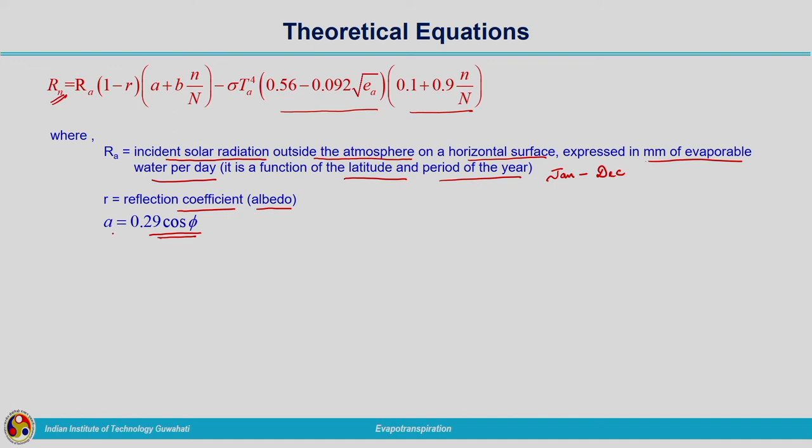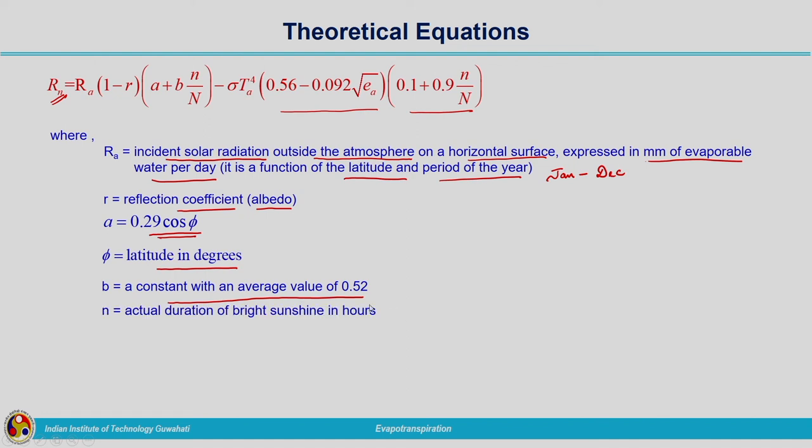So, A is given by the function 0.29 cos phi. Phi is the latitude in degrees. So, for a particular location where you want to calculate the evapotranspiration, the latitude of that particular location will be considered. Then B is a constant with an average value of 0.52. It is a constant value which is considered in the Penman's equation.